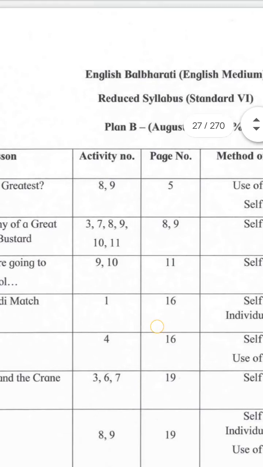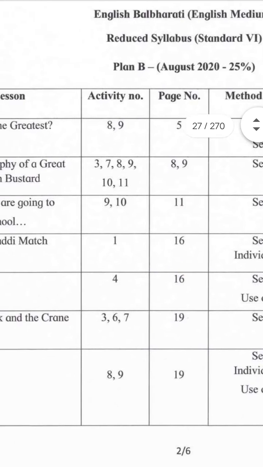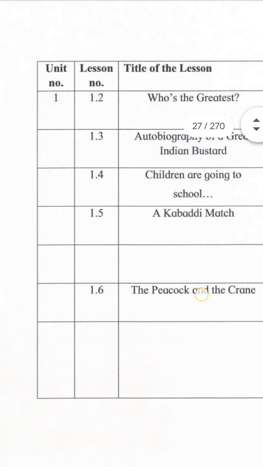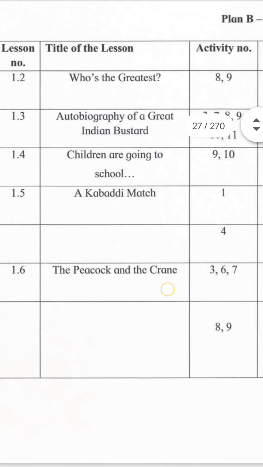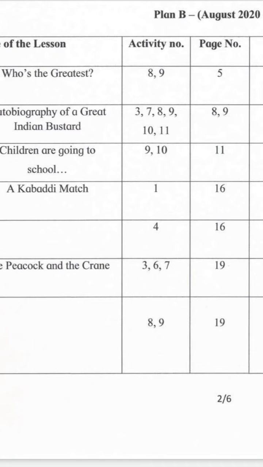Now coming to class 6, unit 1, lesson number 1.2, who's the greatest. Here, activity numbers means question numbers. In the workshop you have question numbers 1, 2, 3, 4 like that.